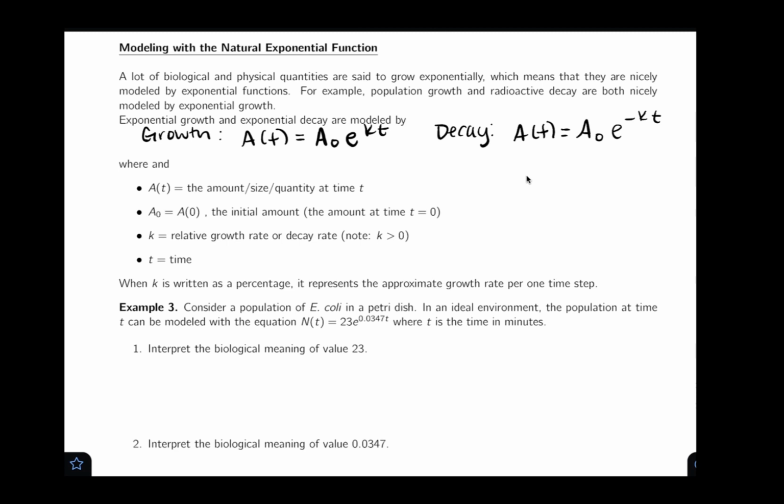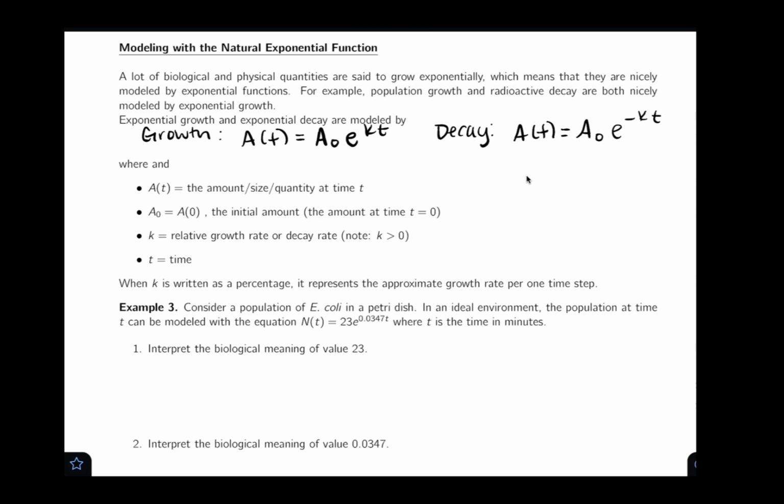Let's use exponential growth and decay to model a population of E. coli in a petri dish. In an ideal environment, the population at time t can be modeled by the equation n of t equals 23 e to the 0.0347t, where t is time in minutes.